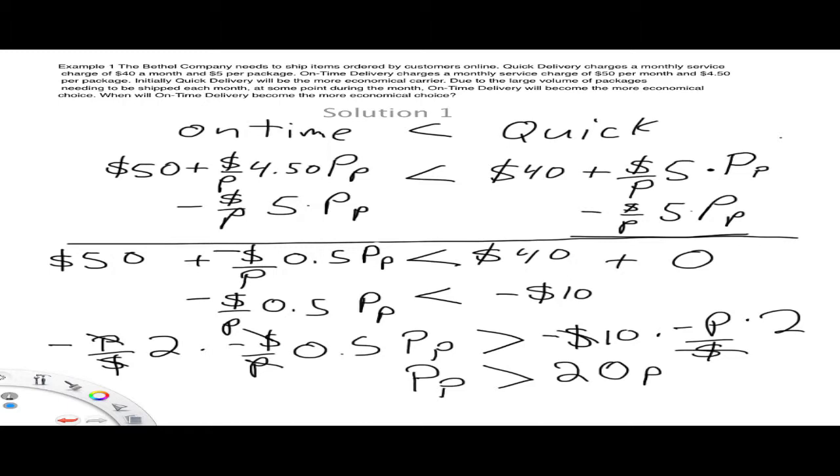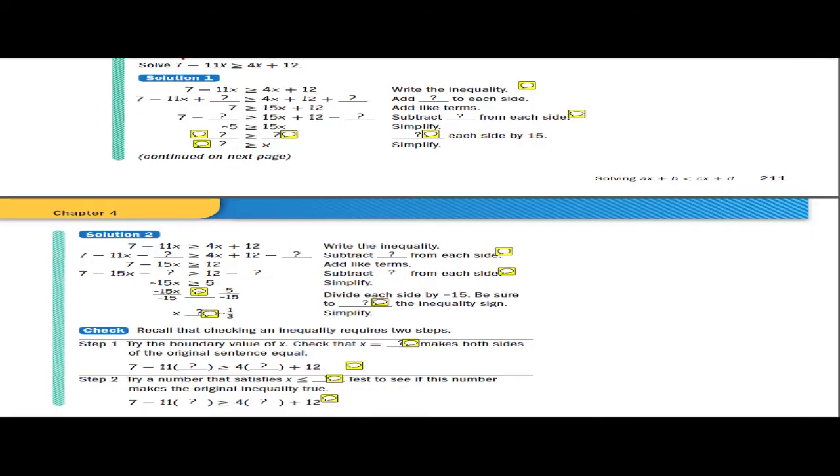I'll go on with a couple of others after I go through the guided example with you, and we'll see what happens with those. Okay, hey, we're on to the guided example for 4-5. The first solution is to go ahead and write the inequality. And so we're going to solve 7 minus 11x is greater than or equal to 4x plus 12. And in the first case, what are we going to do?